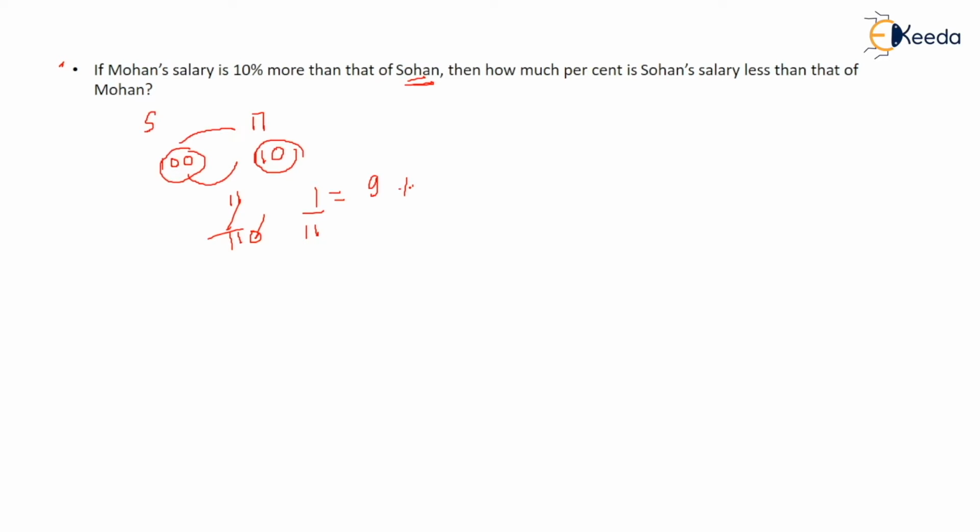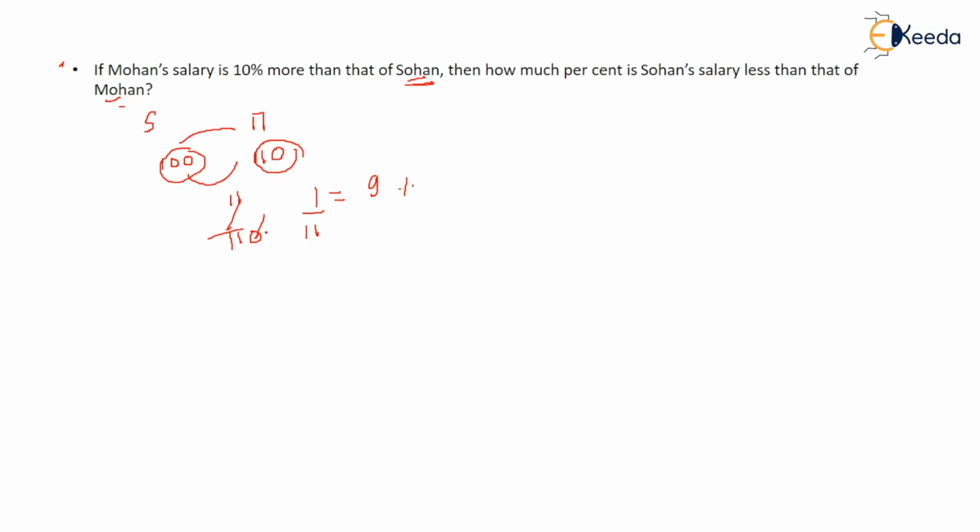Very simple. You just need to imagine a number and a number 10% more, that is Mohan's salary: 100 and 110, two numbers, Sohan and Mohan. The comparison is given between Sohan's salary with respect to Mohan. So how much is he earning less than Mohan? 11 rupees. With respect to whom is it asked? Mohan. You simply have to divide this by 110.